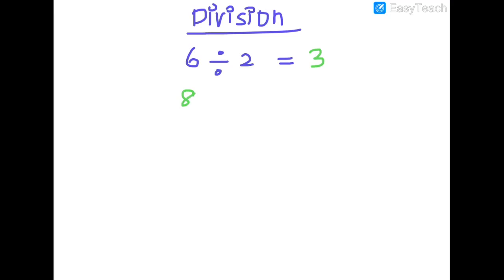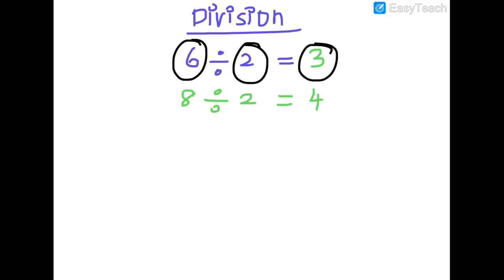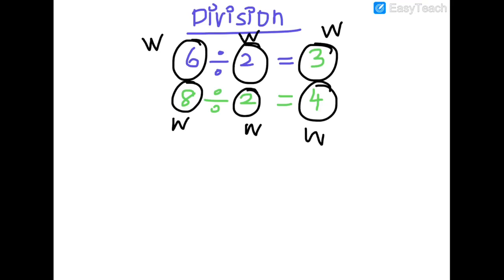Very good answer. So, 8 divided by 2. What is the answer? How many 2s make 8? 4 twos are 8. So what about the case here? This is a whole number, this is a whole number, and this is also a whole number. In the first case, 6 is a whole number, 2 is a whole number, and 3 is also a whole number. What about 8 here? This is a whole number, this is a whole number, and this is also a whole number.